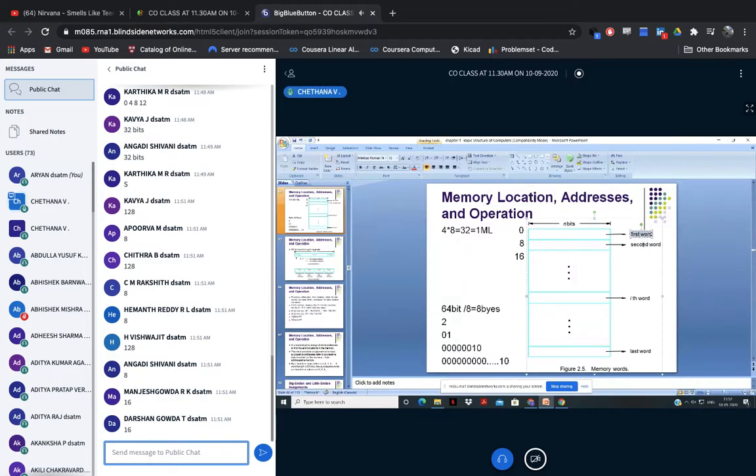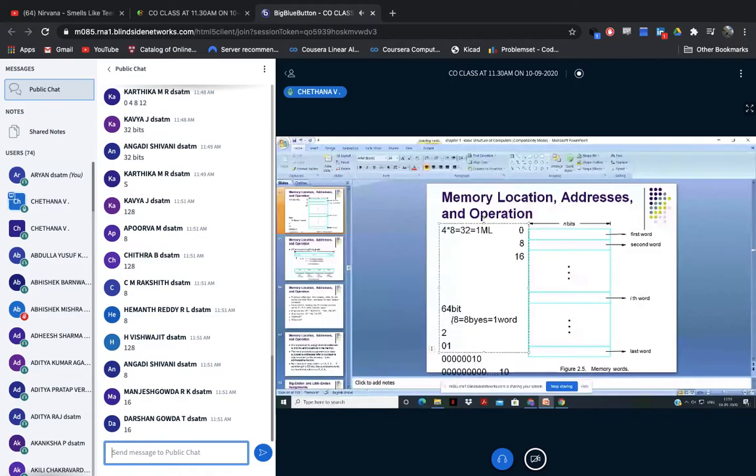First word is nothing but, however much data you have stored in one location, that is one word. Suppose I have stored completely 8 bytes here. So my first word is how much actually? My first word is equal to 8 bytes. So what's my word now? 8 bytes is equal to one word.